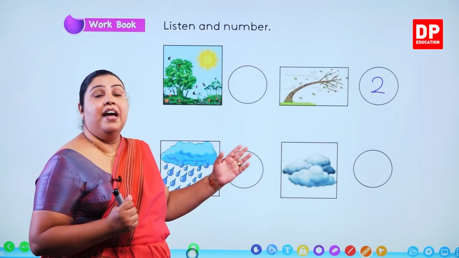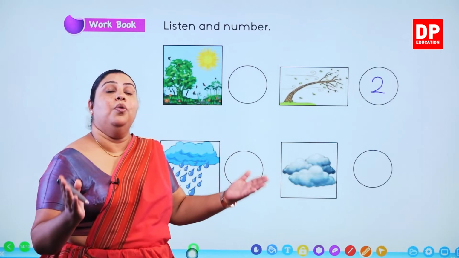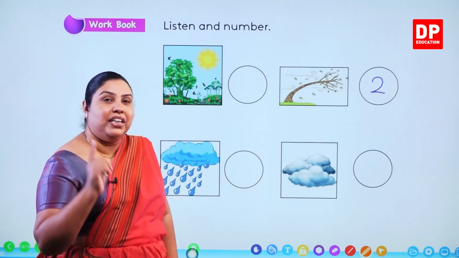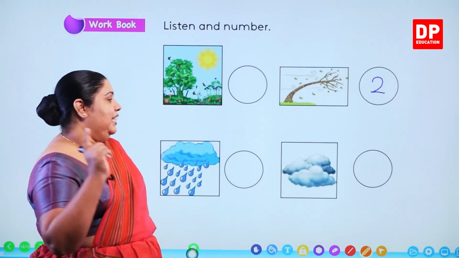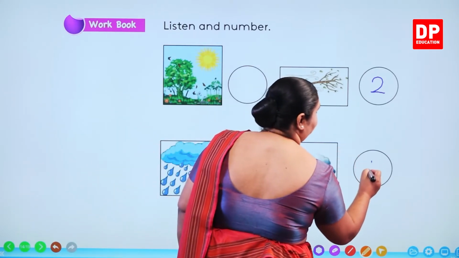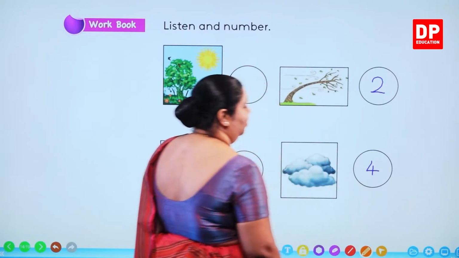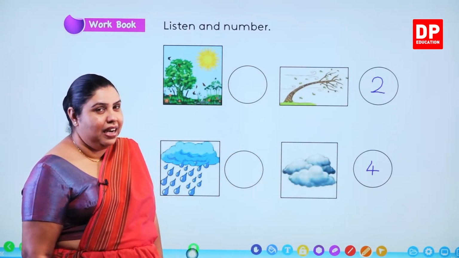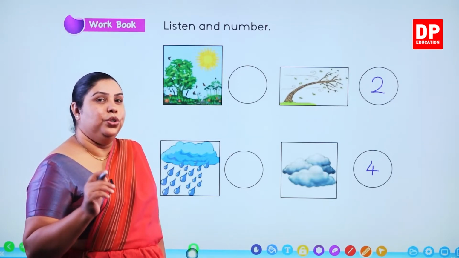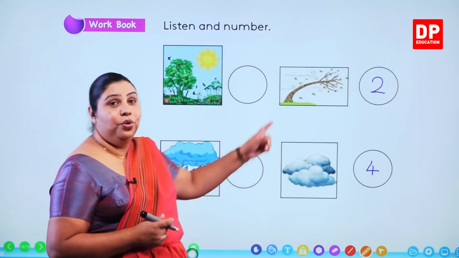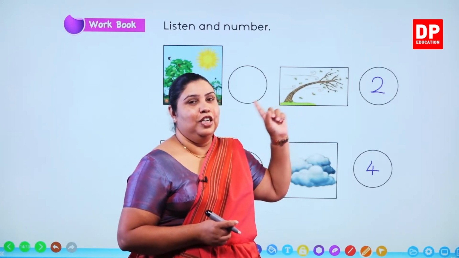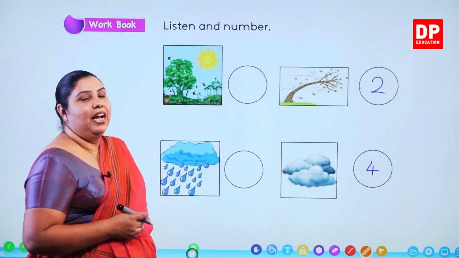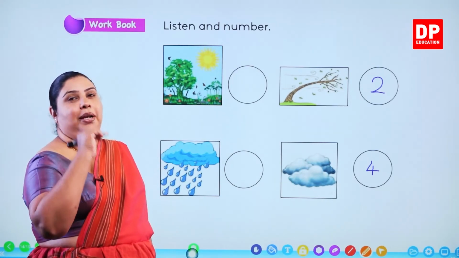So where do we have the dark clouds? The cloudy day over here. The last picture. So what is the number I told you to write? It's number 4. Write number 4 on the cloudy day. Right? How do we write the word cloudy? C-L-O-U-D-Y. Okay. How do we write the word windy? W-I-N-D-Y. Okay? Right.